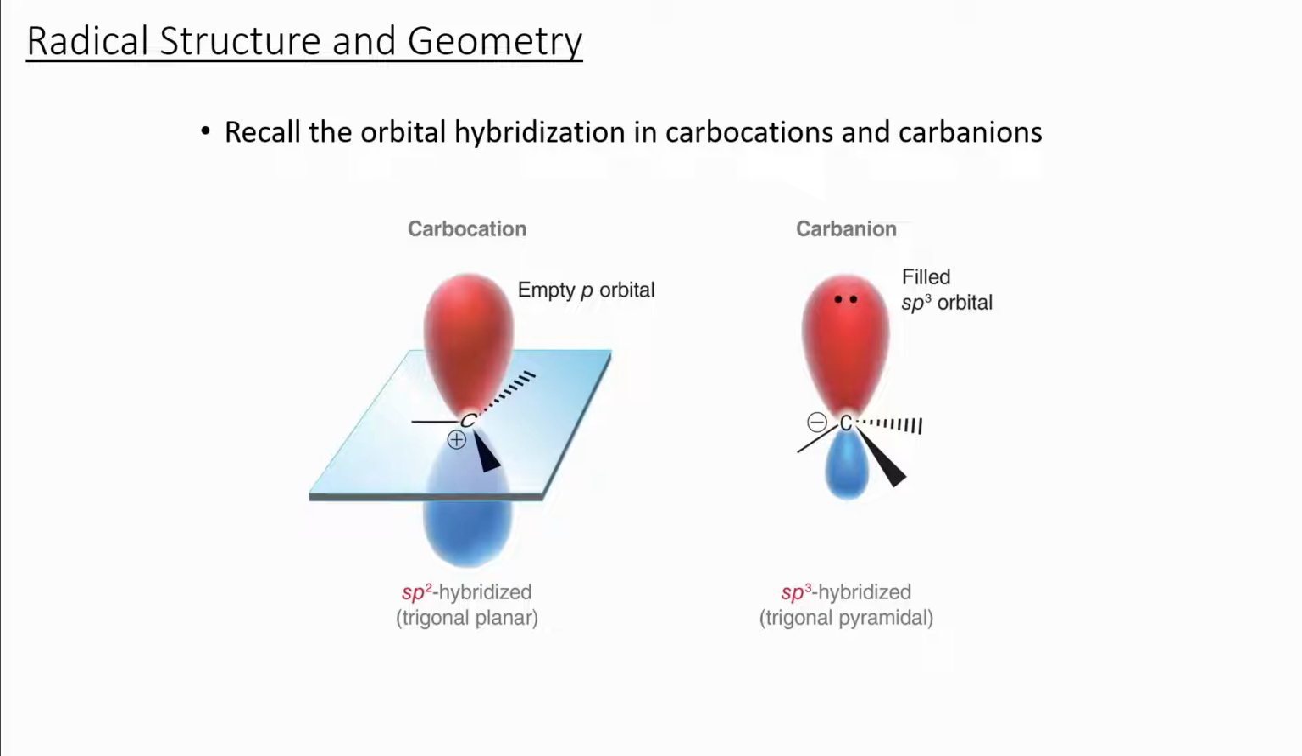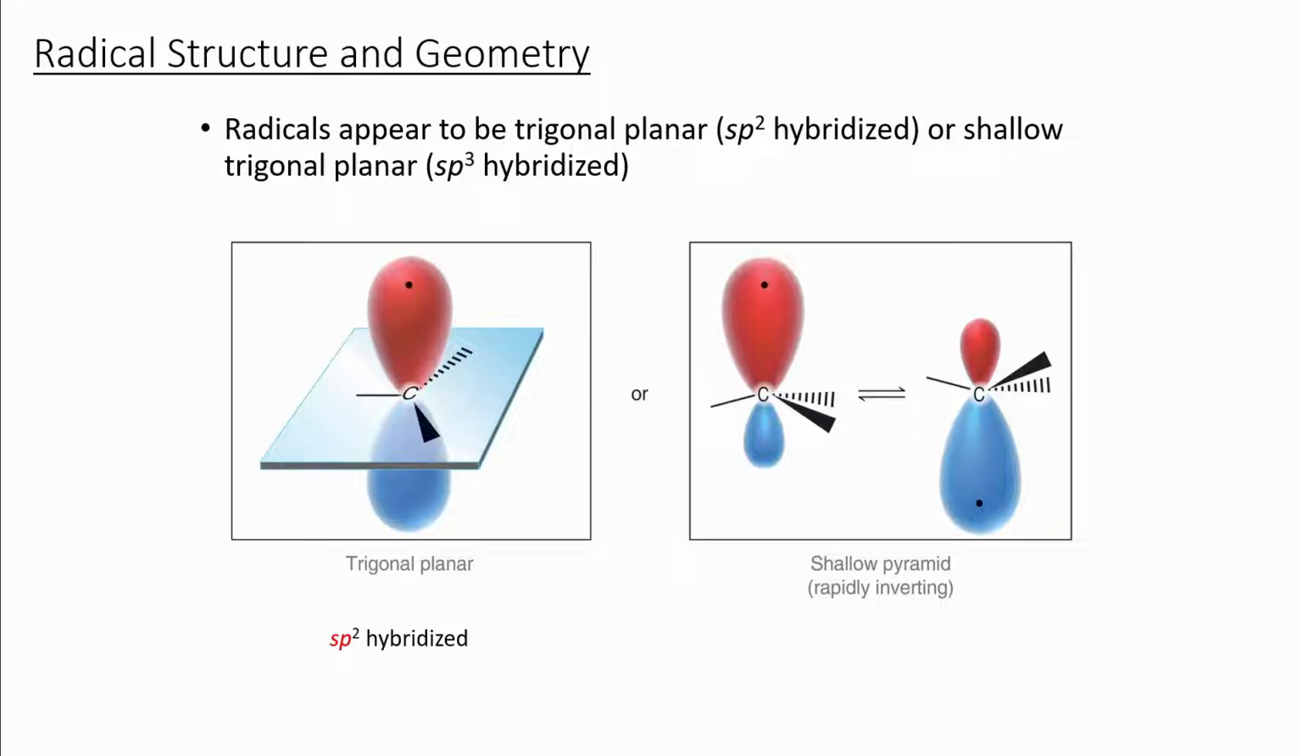A carbocation contains an sp2 hybridized carbon with an empty p orbital, while a carbanion contains an sp3 orbital that is filled with the two electrons. Radicals contain a hybrid of these two conformations, either sp2 or a shallow sp3 that rapidly interconverts.